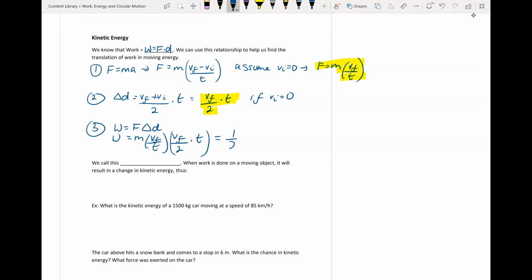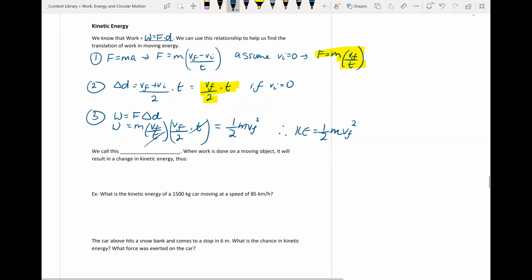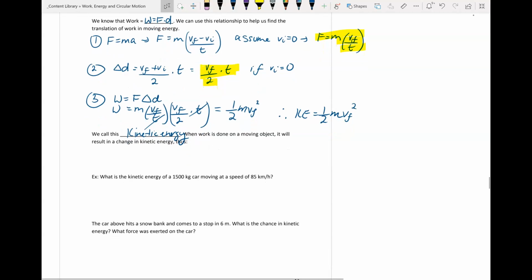So we get a half, our time cancels out, so that's gone, and we're left with mVf squared. Therefore, our equation for kinetic energy is a half mass times V final squared, or V squared. And this is called kinetic energy. When work is being done on a moving object, it will result in a change in kinetic energy. Therefore, W, work, is the change in KE for kinetic energy.